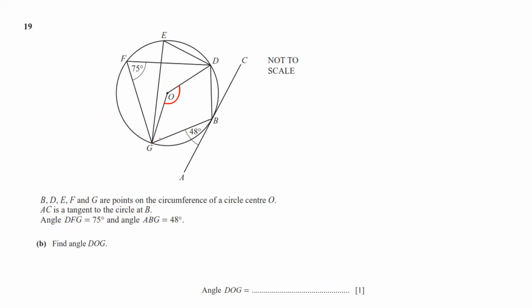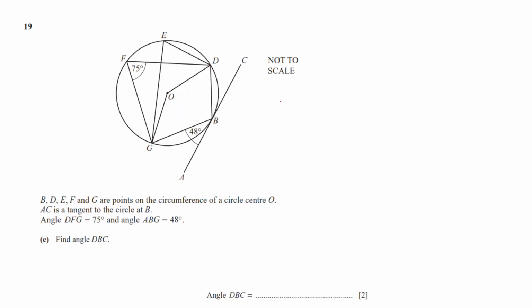Next, it says find angle DOG. Remember again, this is the chord DG. This chord subtends an angle of 75 at the circumference, and the same chord will subtend an angle at the center that is equal to twice the angle at the circumference. This is again a property. So this will be equal to 2 times 75 degrees, and that is equal to 150 degrees. So this angle is equal to 150 degrees.